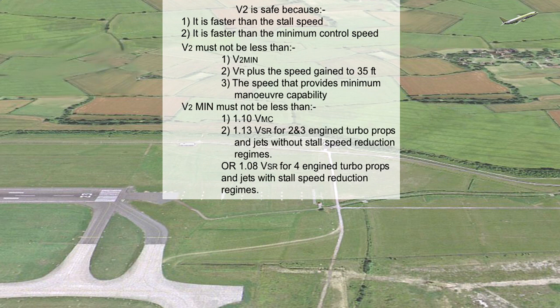Hopefully, you can now see why V2 is called the takeoff safety speed. V2 is faster than both the stall speed and the control speed by defined margins, and it will also allow the aeroplane to climb at the minimum gradients.